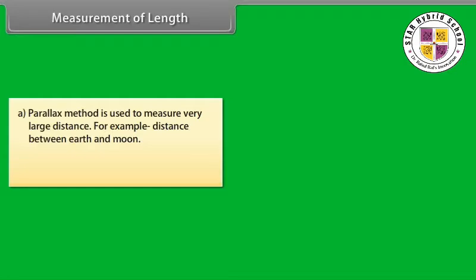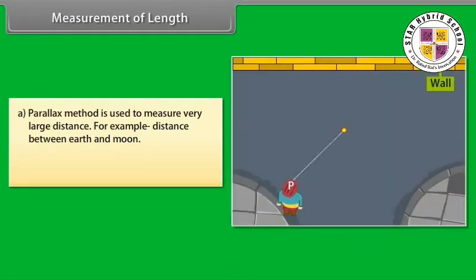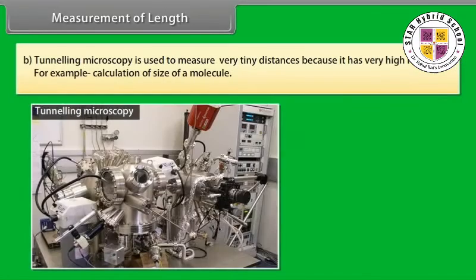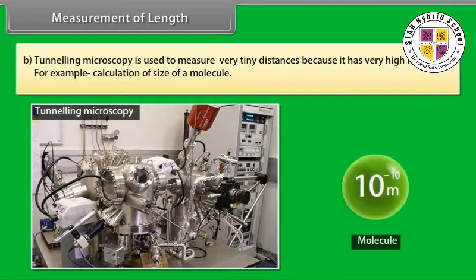Let us understand with an example. A girl is observing a rod against a wall from 2 different points P and Q. She notices that the position of the rod seems to change with respect to the wall. This is known as parallax. The distance between P and Q is called basis. B. Tunneling microscopy is used to measure very tiny distances because it has very high resolution, for example, calculation of size of a molecule.